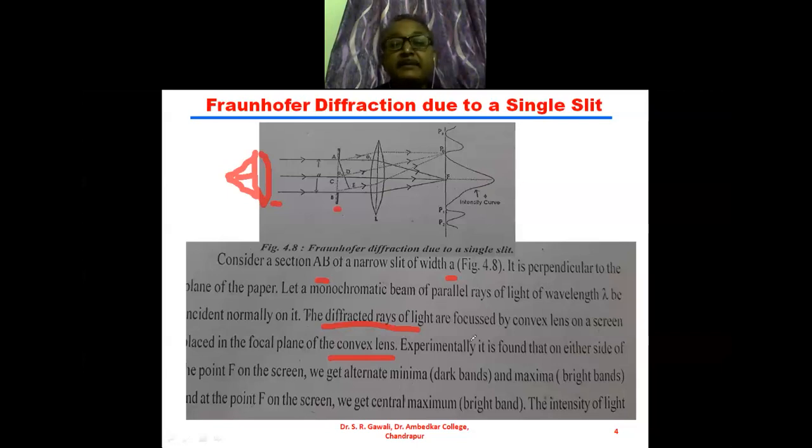Then experimentally it has been found that on either side of the point F on the screen we get alternate minima, which is the dark band, and maxima, which is the bright band, at the focus F on the screen. So we get central maxima, central bright band, then the intensity of the secondary minima.